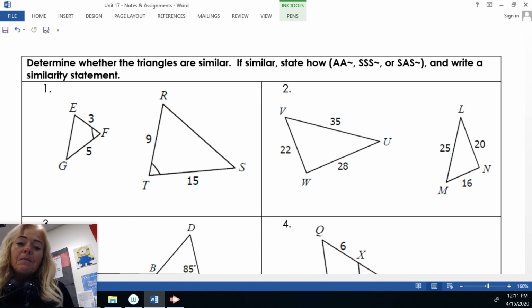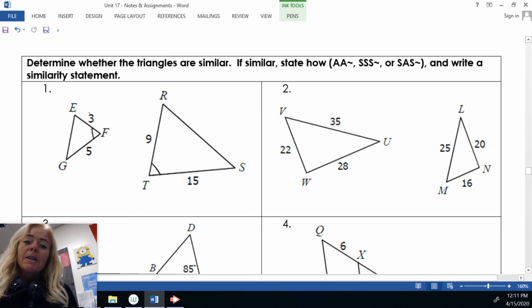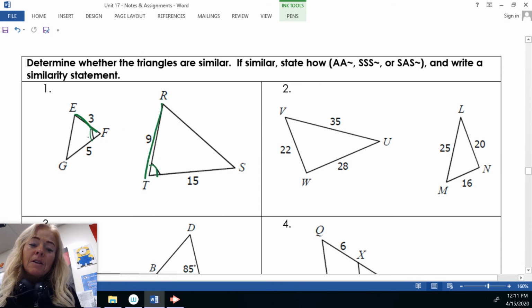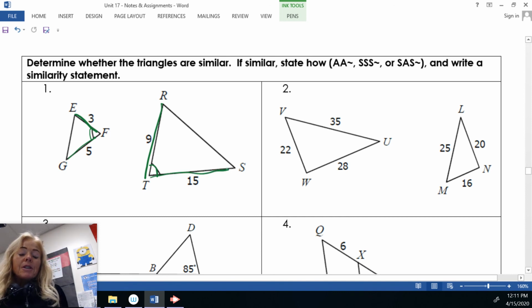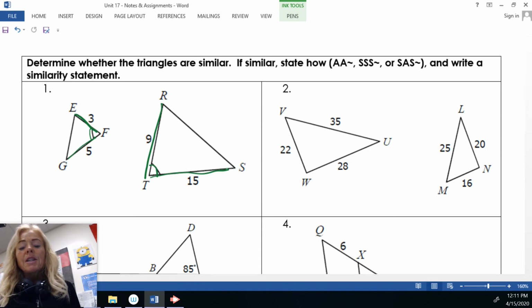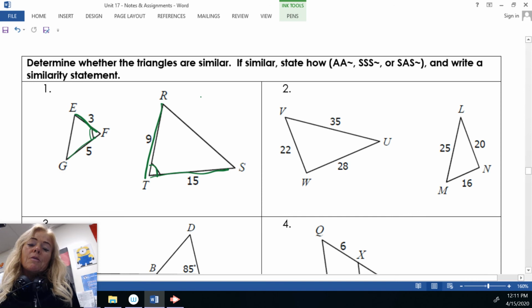So these are just like what we were doing in the homework. So here, with number 1, notice that we have a side, angle, side setup. Now, we can't just automatically assume that they're proportional because we have a side angle side setup. What we have to do is check our angle and our sides and make sure they're proportional and the angles are congruent. And the angles are congruent. So angle F is indeed congruent to angle T. They're marked that way, so that's taken care of.